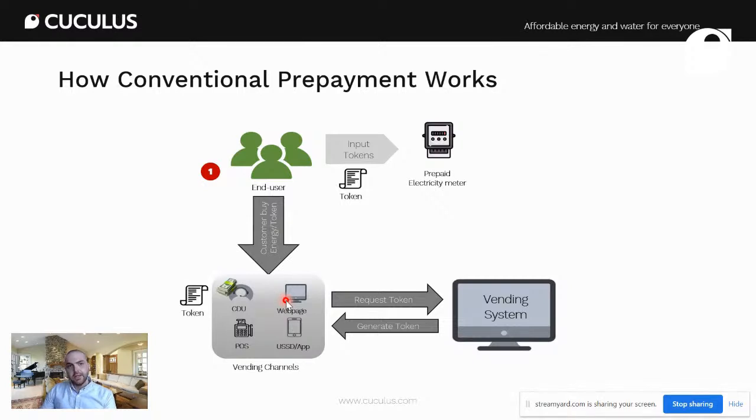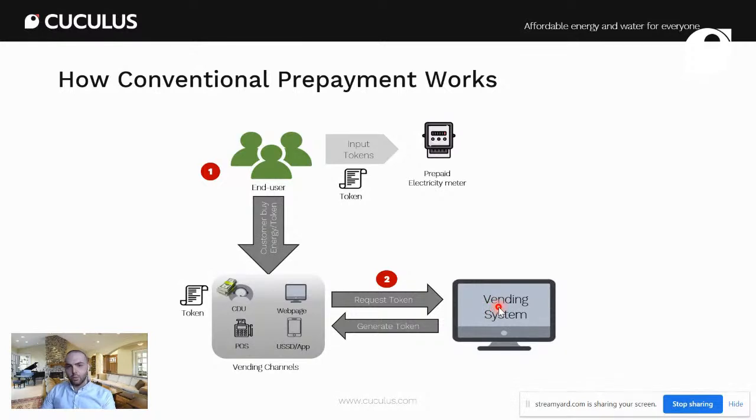Of course, these vending channels have access to the vending system. Usually they have a vending system interface. They use a username and password to log in to the system. So what they do is, first the customer pays the money, then they request a token from the vending system.